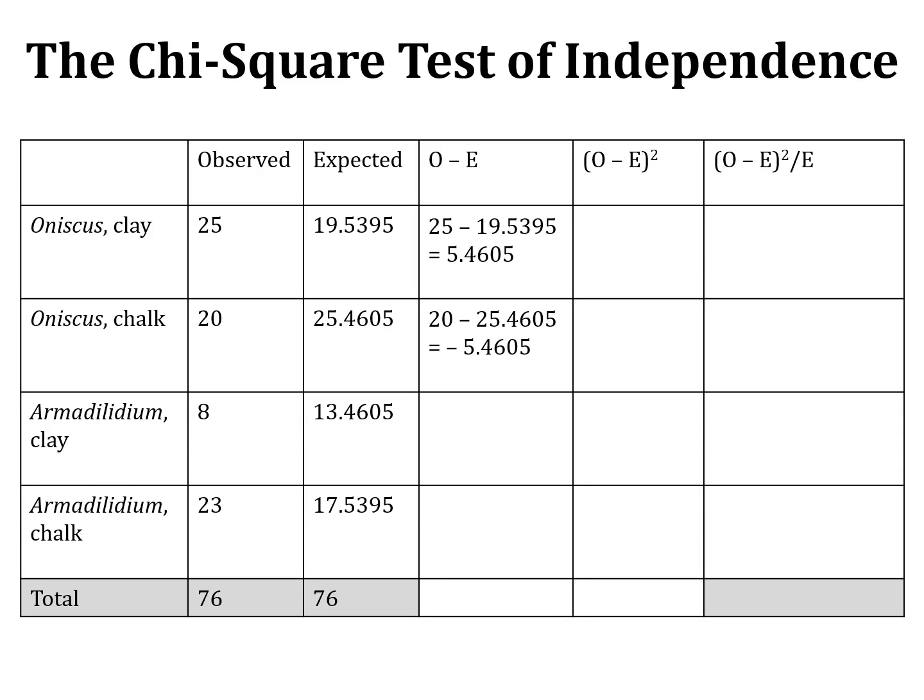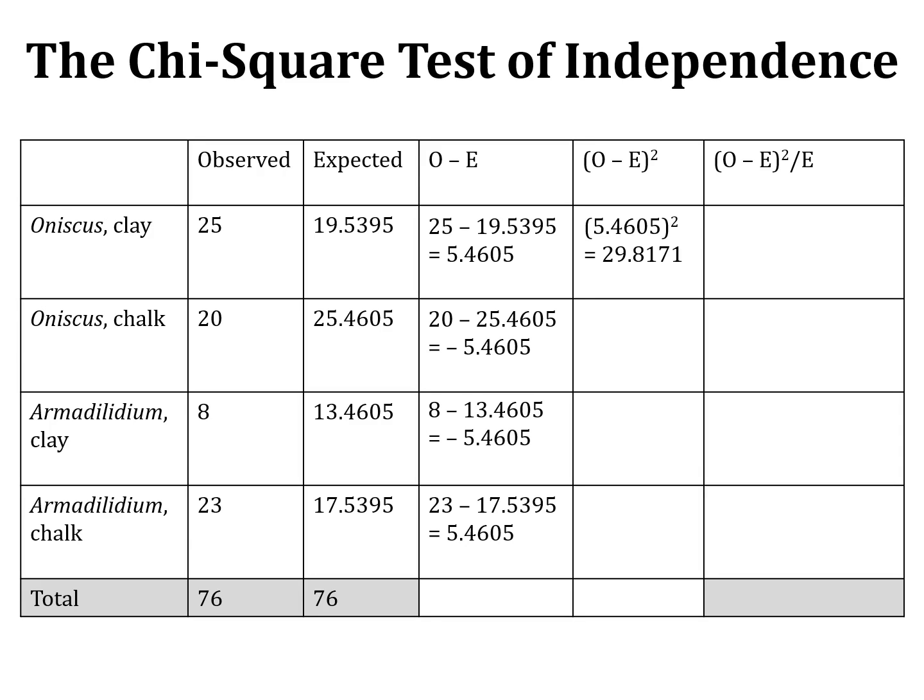And then the next cell, which is Armadillidium in clay soil, the observed frequency is 8, the expected frequency is 13.4605, and their difference is minus 5.4605. And the last cell, which is Armadillidium in chalk, the observed frequency is 23, and the expected frequency is 17.5395, and the difference is 5.4605. In the next step, we are going to calculate the square of the difference between the observed and expected frequencies.